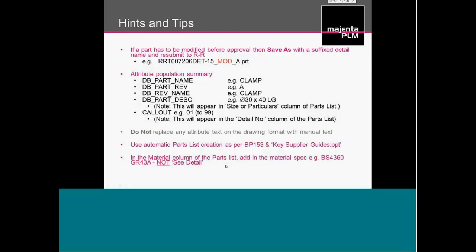Okay, so use automatic parts list creation as per BP 153, and in the material column for the parts list, add the material spec such as BS 4360 GR43A and not C detail or any other such notes.